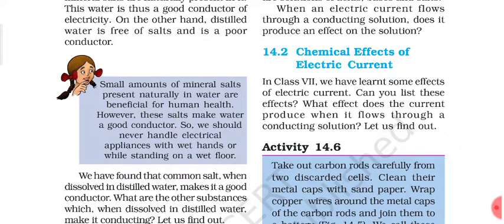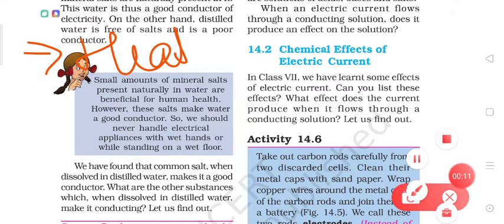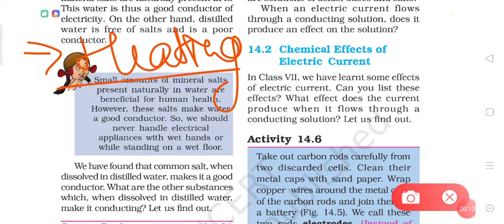I am Ravi Verma and in this video we will discuss the topic chemical effects of electric current. So dear students, we have discussed two effects of electric current. One is the heating effect of electric current, means when electric current passes through a conductor it produces heat. In the same way we discussed the magnetic effect of electric current.